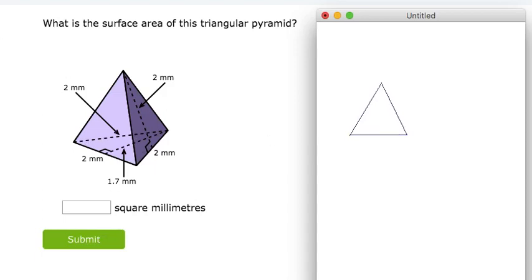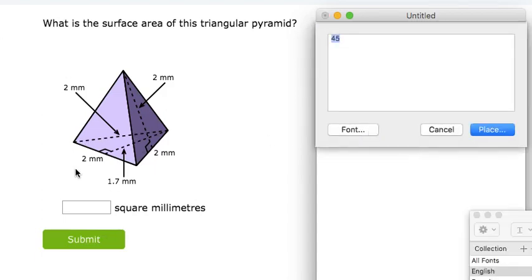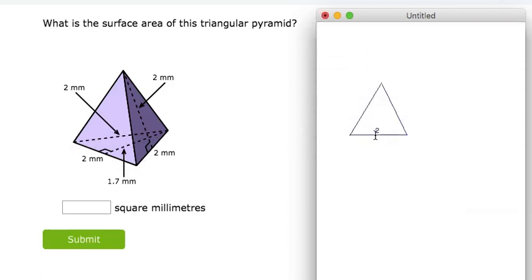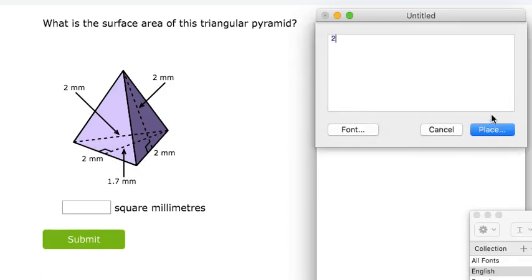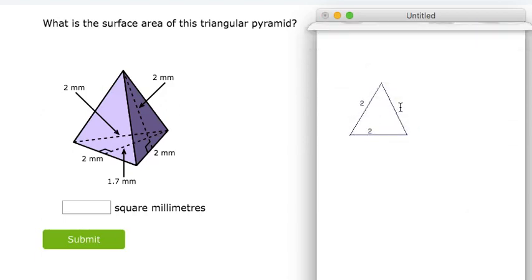And this triangle has side lengths that are actually all equilateral. You see, this is telling me 2 millimeters here, 2 millimeters here, 2 millimeters here. So the side lengths of this triangle are all 2 millimeters. It's a nice equilateral triangle.